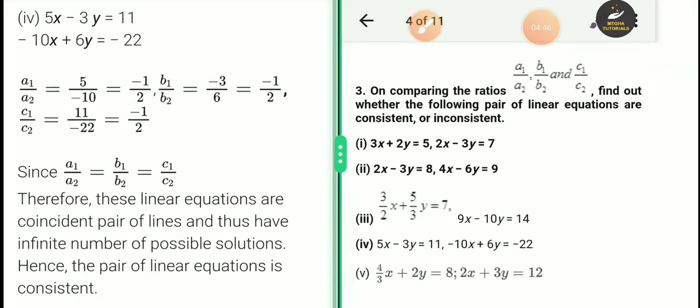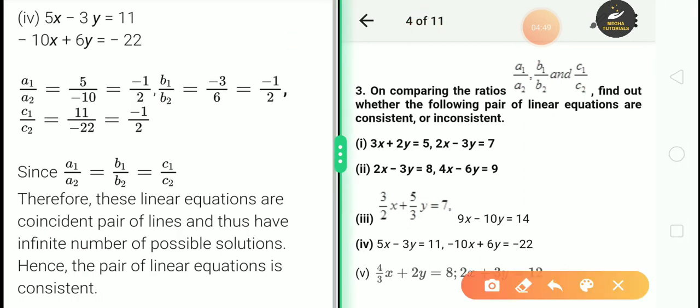Check question 4. The equations are 5x minus 3y is equal to 11 and minus 10x plus 6y is equal to minus 22. By taking the values of a1, b1, c1 and a2, b2, c2, we can take the ratios. So a1 upon a2 is equal to 5 upon minus 10, that is minus 1 upon 2. b1 upon b2 is equal to minus 3 upon 6 is equal to minus 1 upon 2, and c1 upon c2 is equal to 11 upon minus 22, that is also minus 1 upon 2.